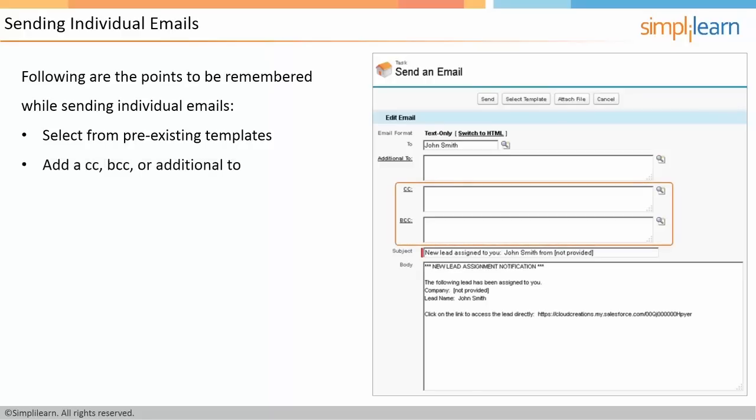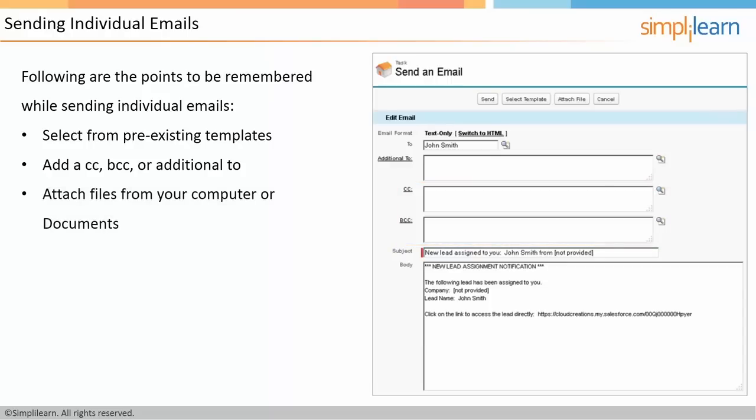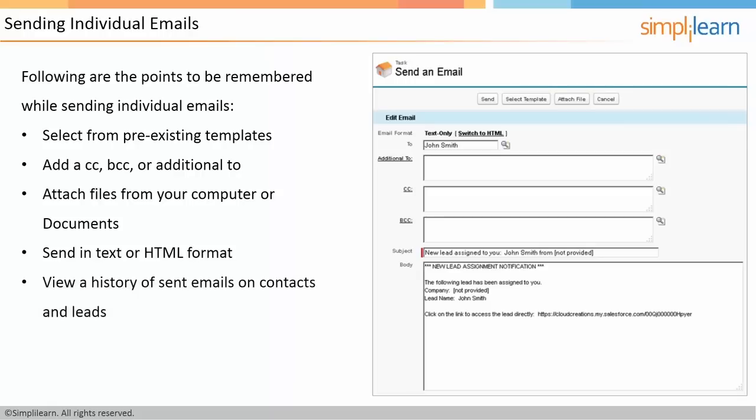We can also add a CC or a BCC to that specific email. Keep in mind that if that's the case, usually you need to have a contact that's created in reference to that CC or BCC. You can also upload any kind of files directly from your computer to this specific email. You can also choose between HTML or text. Then you can also view a history of all the sent emails on your contacts and leads.